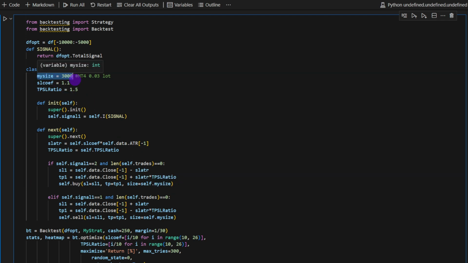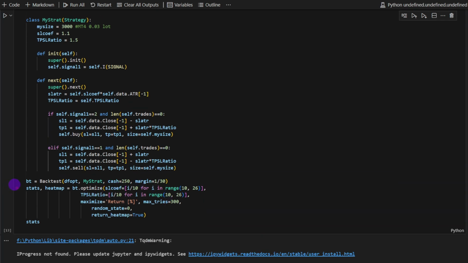It's equal to 3000 for the long positions and the short positions as well. And now we can simply backtest. So BT is equal to backtest, the data frame where the data is present. I took a small slice to make it quicker. My strategy, so this is the class.